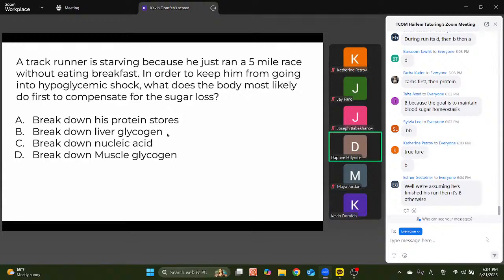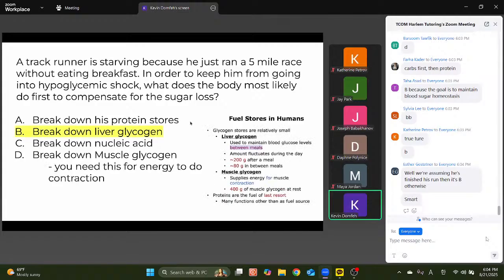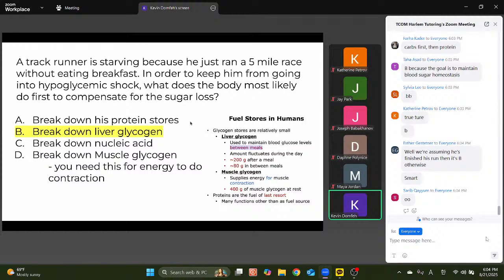Isn't the liver the only one that can raise your blood glucose? Like your muscle can't do that. Definitely onto something here, right? So B is definitely the answer, because you need your glycogen to preserve energy for contraction in your muscle, right?